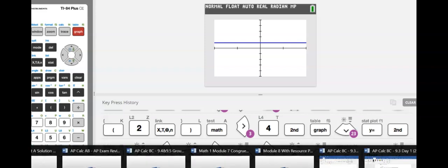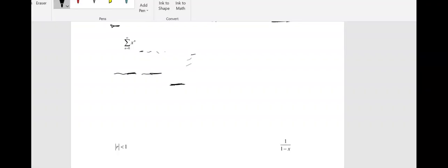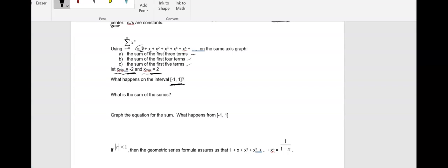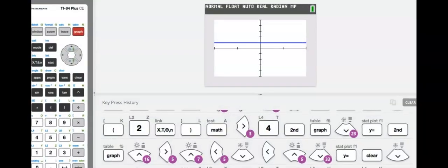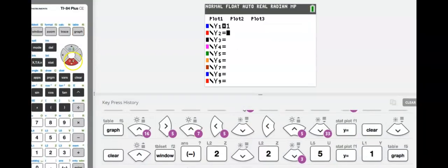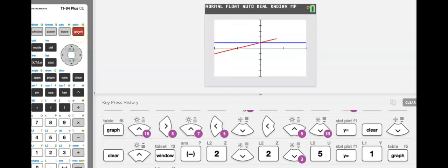So that's basically just us graphing just this. So the next one I'm going to graph is 1 plus x, the first 2 terms. So I'm going to do that underneath y sub 2. So I'm going to have 1 plus x. We would graph that. Notice how they intersect at 0.